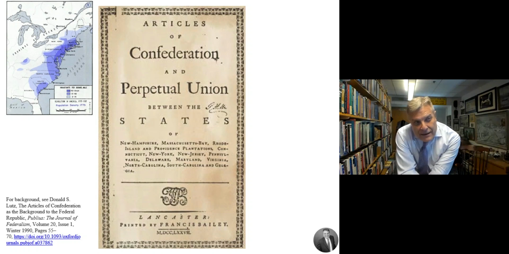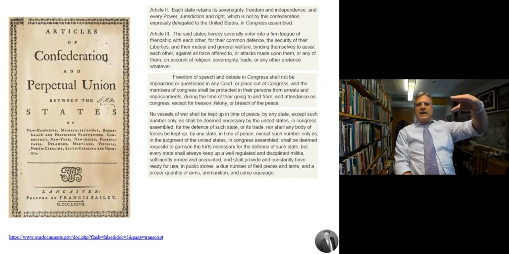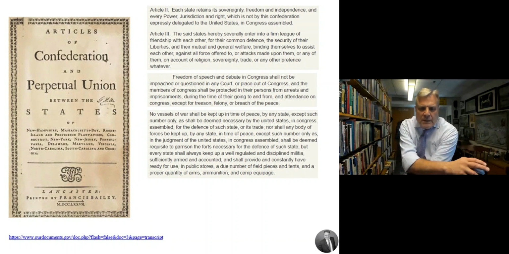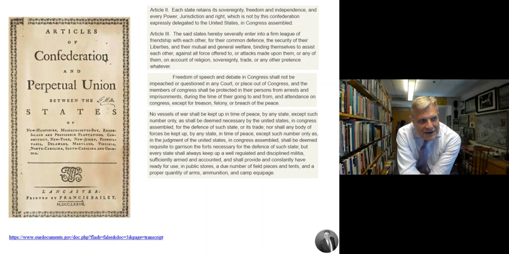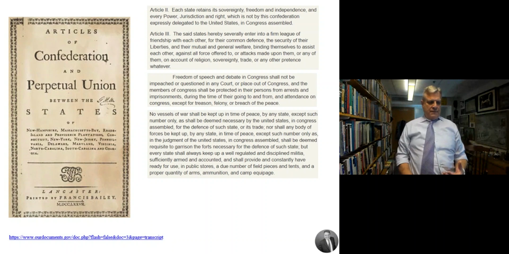Because more than anything, what they're telling us in the Articles of Confederation is what they don't want. We don't want something like a strong centralized state. Article 2: each state retains its sovereignty and freedom and independence in every power, jurisdiction, and right. Among these Articles of Confederation, there's no national army. Instead, each state is encouraged to have a well-regulated militia. That's a phrase you're going to hear again in the Constitution.